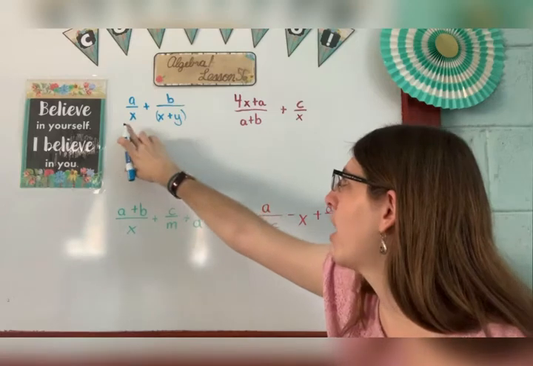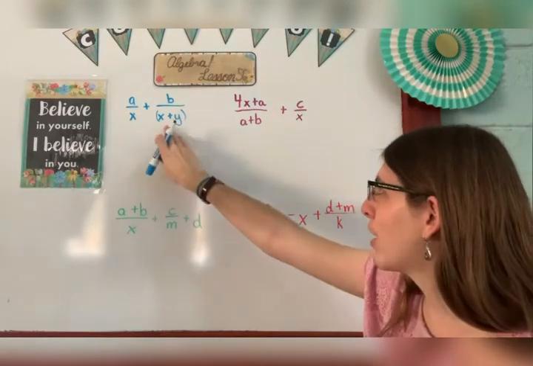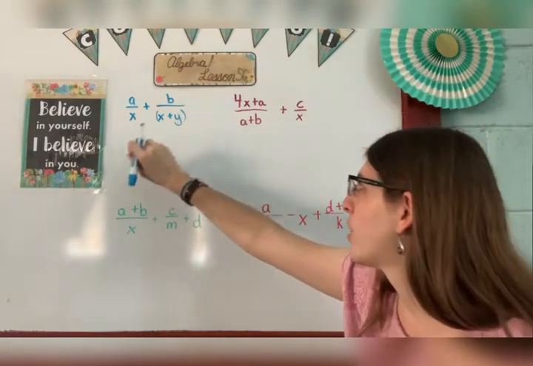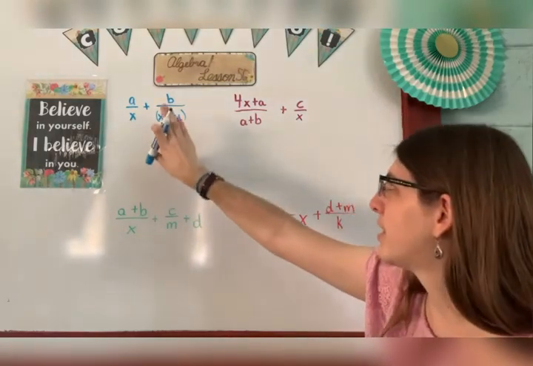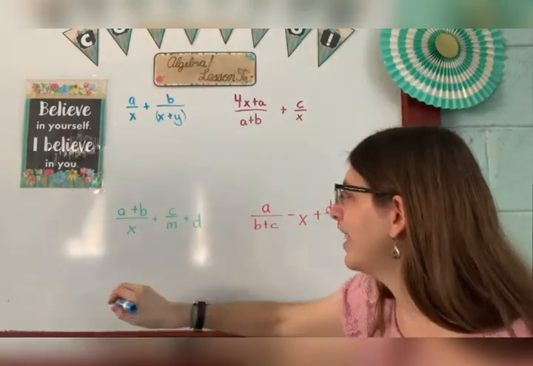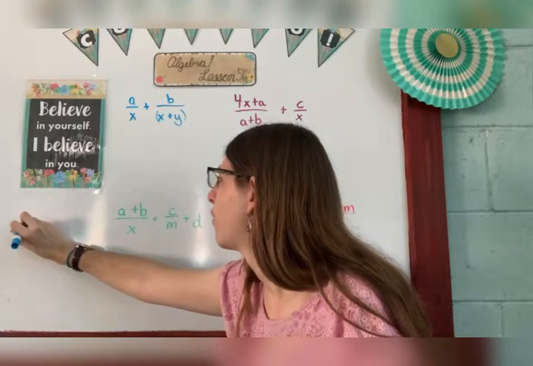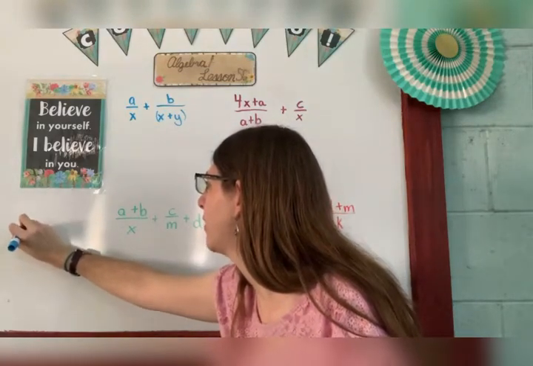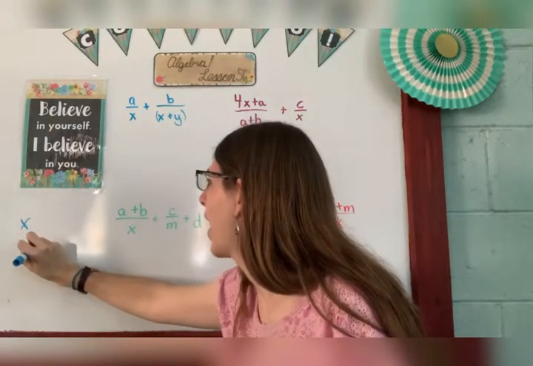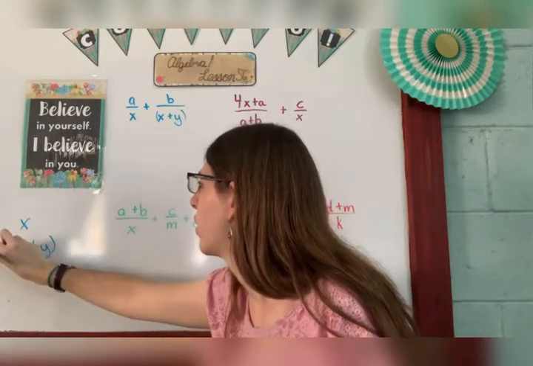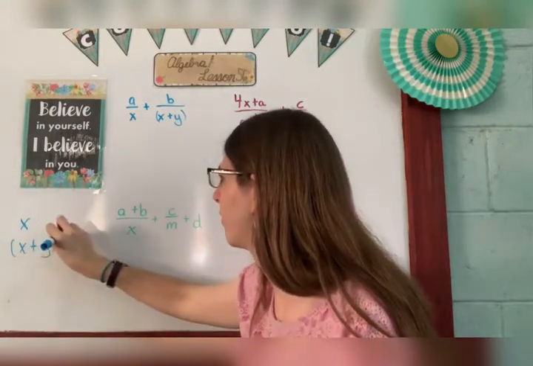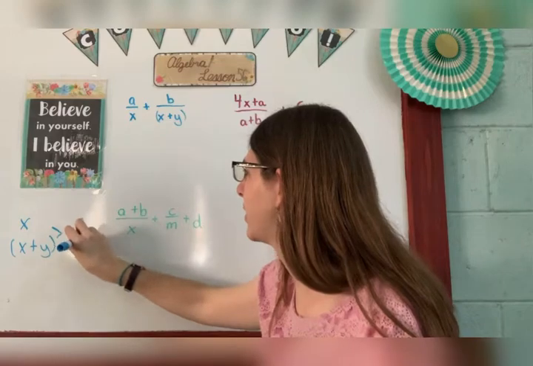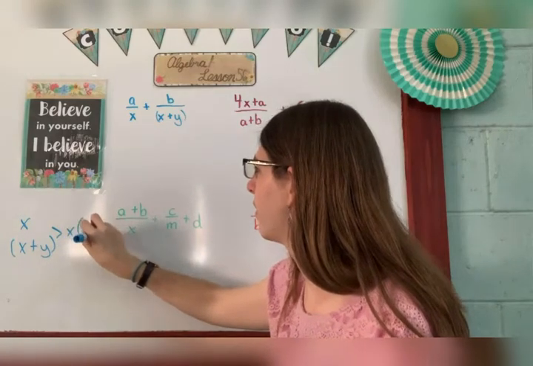So for this one, our term is x. For this one, our term is x plus y. So this is the factor here, and this is the factor here. So their least common multiple for x and x plus y would be x times x plus y.